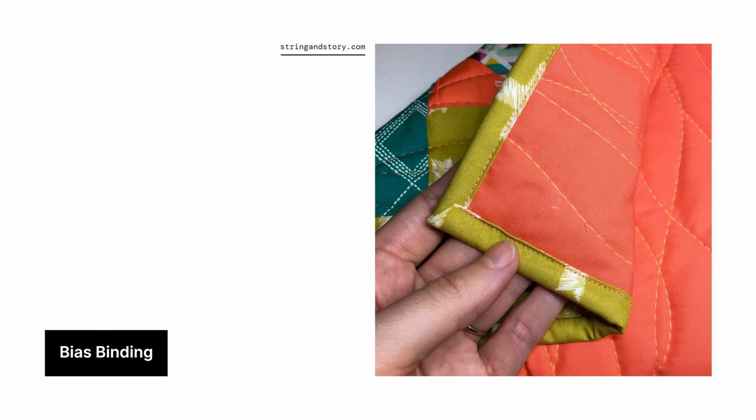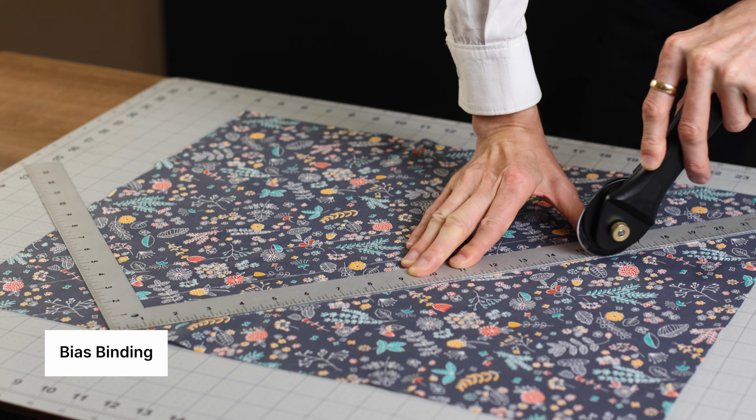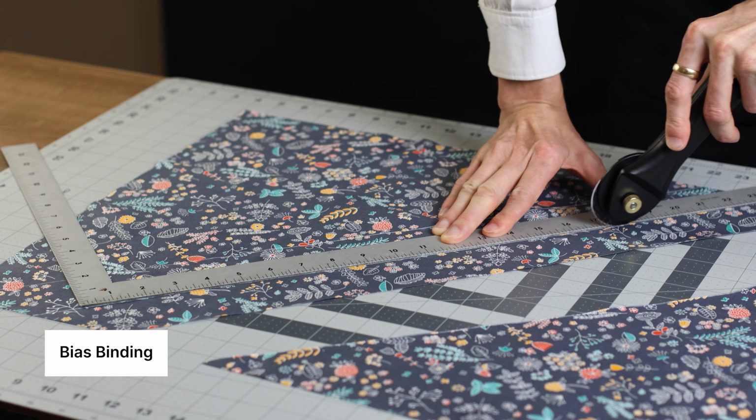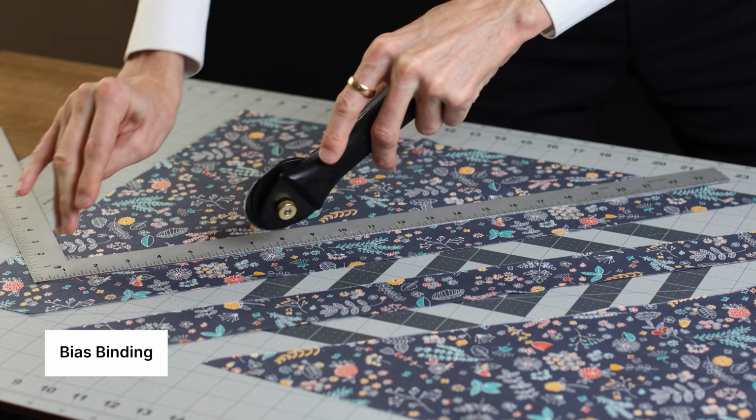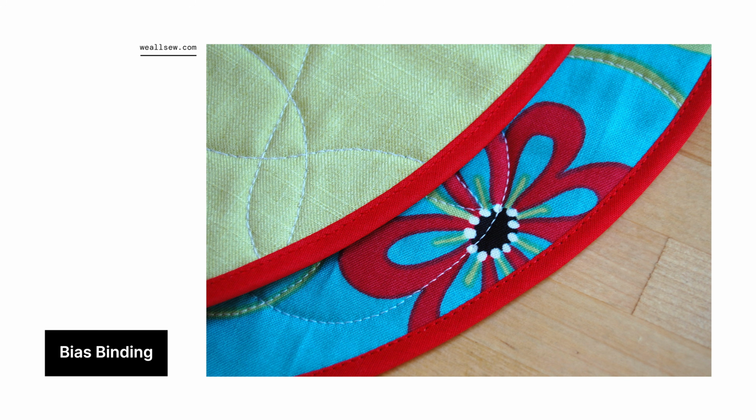Binding is a thin strip of fabric we put around a raw edge. Bias binding is cut at a 45-degree angle so that when we put it around the raw edge and we find ourselves at a curve, that stretch is nicely going to wrap around for a clean finish.